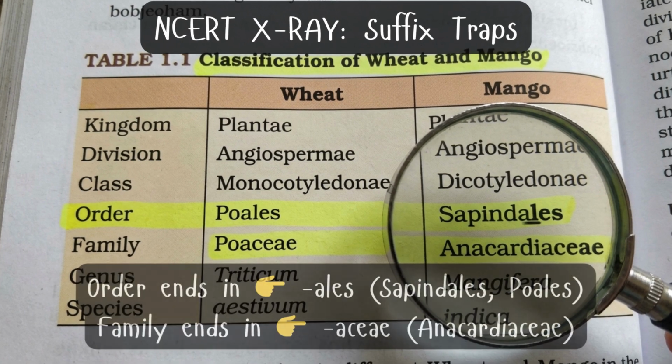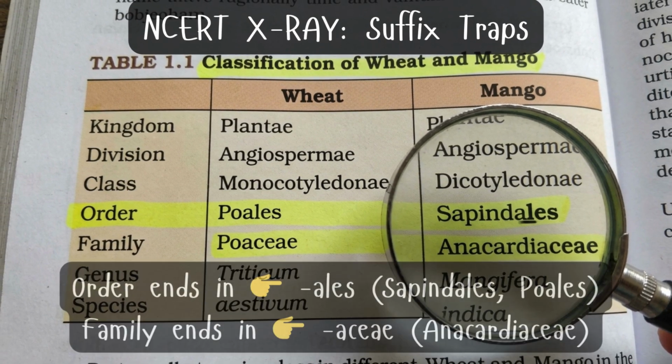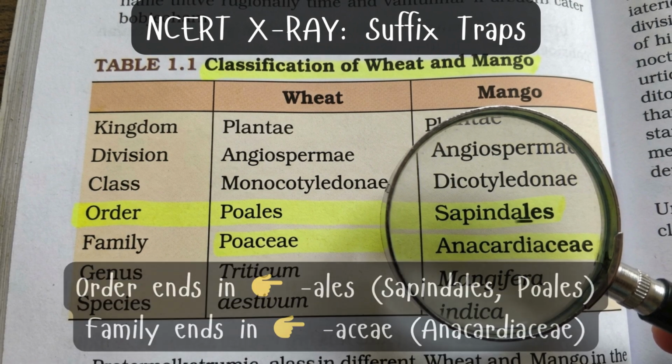Time for the NCERT X-ray. Look at the classification table for mango and wheat. NTA tests your suffix knowledge. In plants, the order usually ends in ales, like Sapindales for mango. The family ends in ACE, like Anacardiaceae. Spotting the suffix will instantly solve match the following questions.